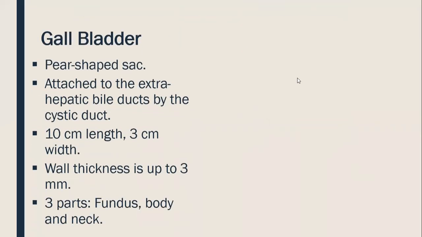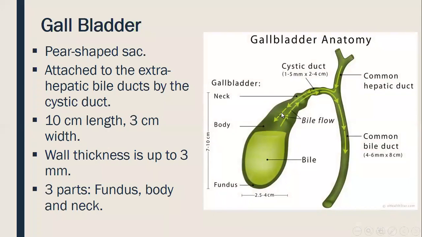We start first with the gallbladder. The gallbladder is a pear-shaped sac that consists of the fundus, body, and the neck, and is attached to the extrahepatic bile duct by the cystic duct. It is located in the shallow fossa along the inferior aspect of the liver.